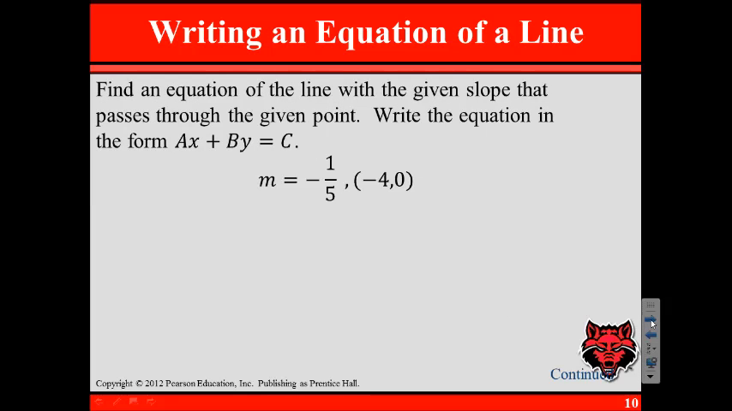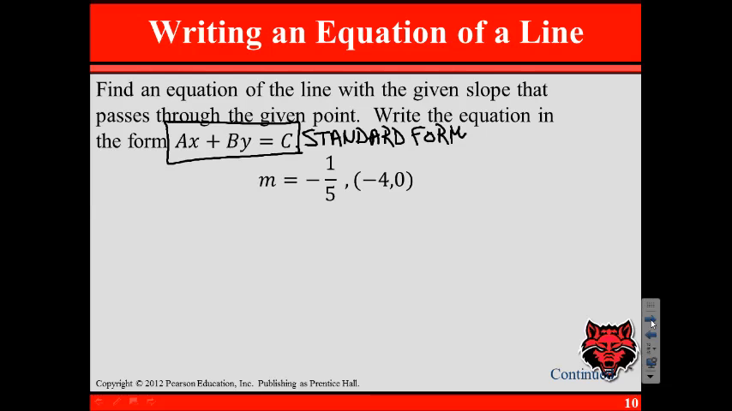In this equation, we also want to find an equation of a line. We are given a slope, and we are given a point through which the equation passes. We want to write the equation in the form ax plus by equals c. This is called standard form. Standard form will be very useful in certain sections once you get to Module 8.